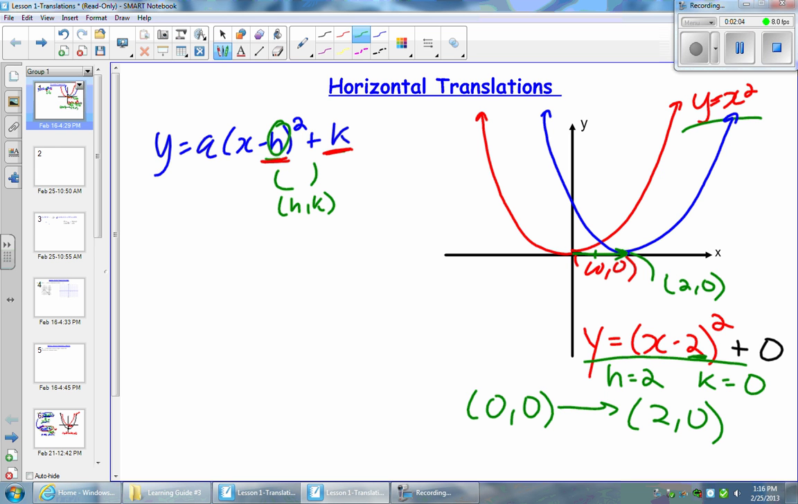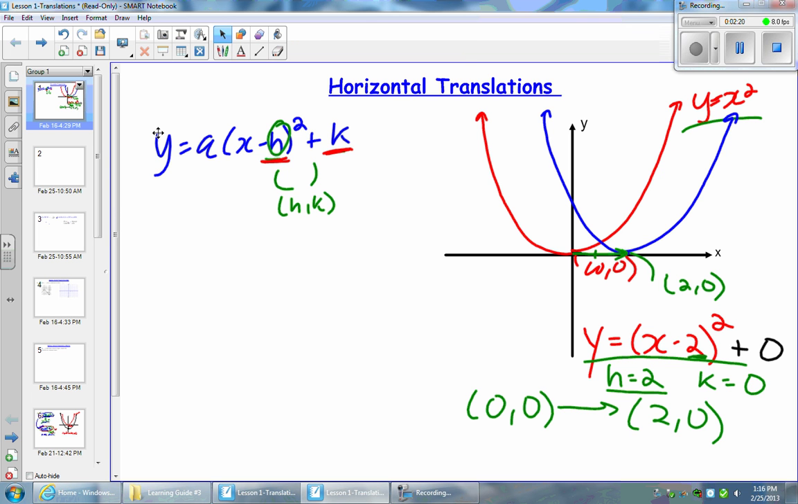So in 20-1, you were performing horizontal translations. We just didn't tell you that. We were just telling you to change the h values, and all the while you were performing a horizontal translation. So when h was 2, you went 2 units to the right.